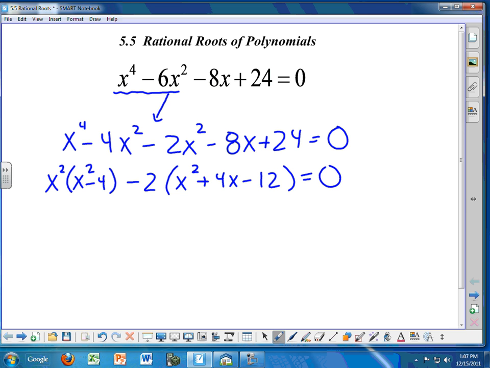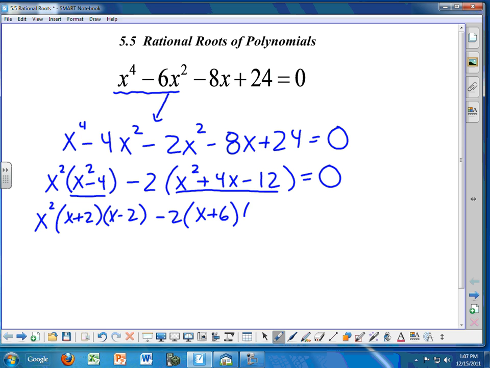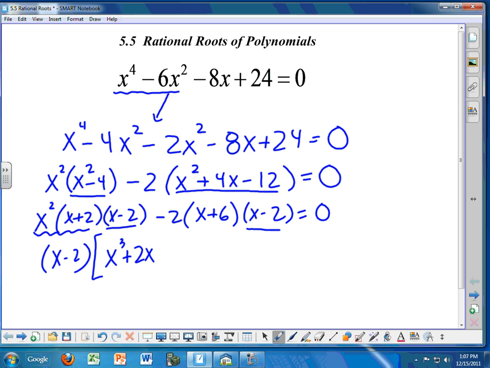to notice that the x squared plus 4x minus 12 and the x squared minus 4 will both have a factor of x minus 2. So factoring this as a continuation, we end up with x plus 2 and an x minus 2. Here we have an x plus 6 and an x minus 2, which now has our common term. We'll take that out front, and what's left over is the x squared times the x plus 2, or x cubed plus 2x squared. And then this last part here is going to be minus 2x minus 12.